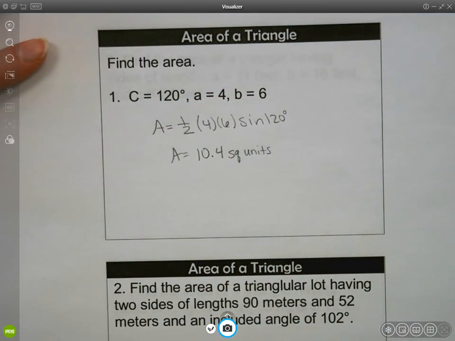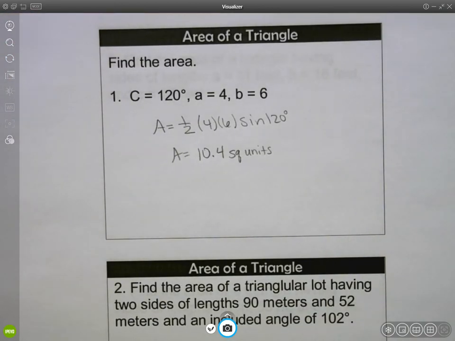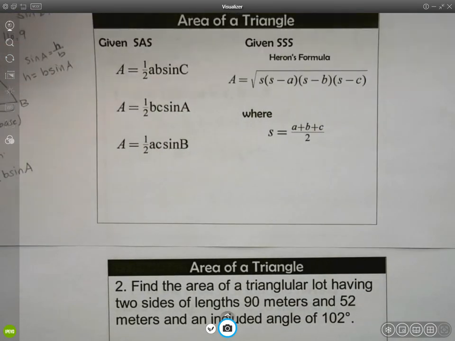Because they didn't give us measurements for A and B. All right, so next, we'll keep these formulas where we can see them.